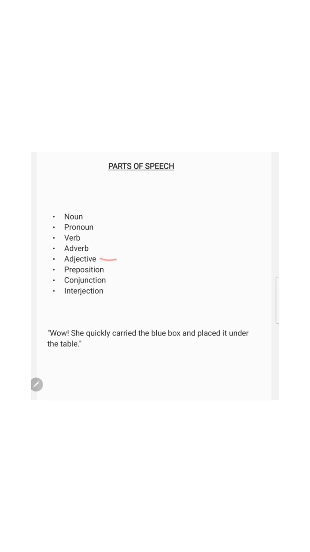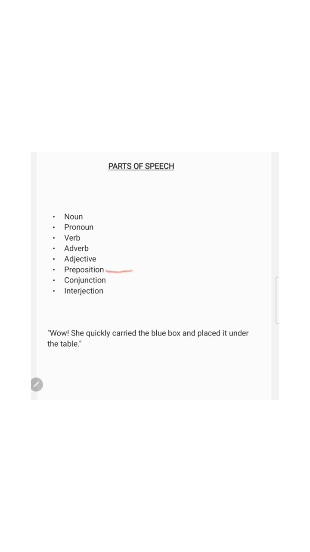Now the next one is adjective. An adjective is a word that qualifies a noun. For example, the red car. Here in this sentence red is the adjective. This is describing the noun car.